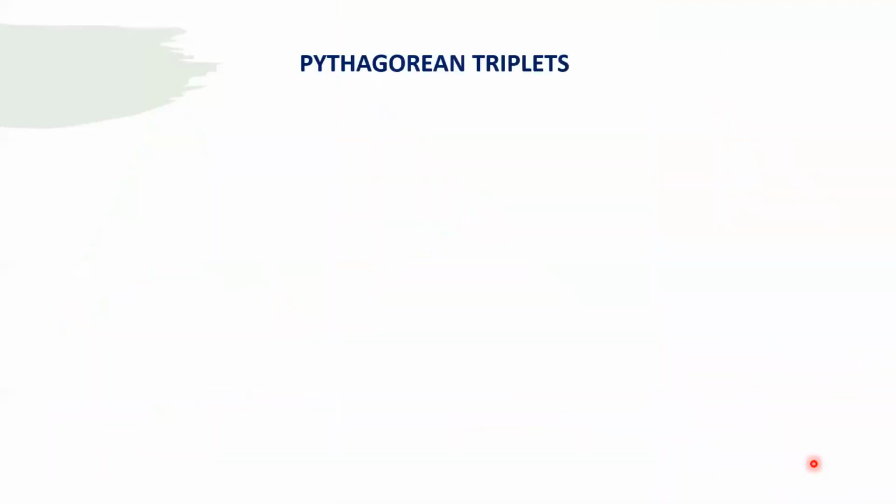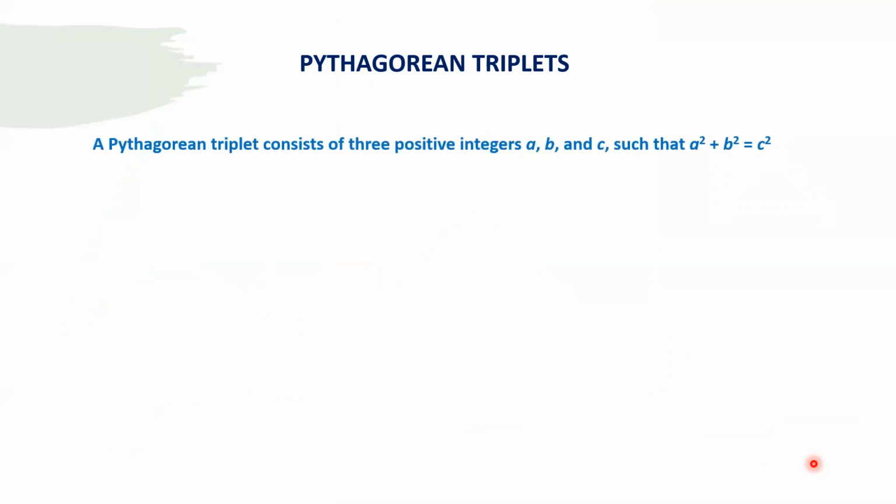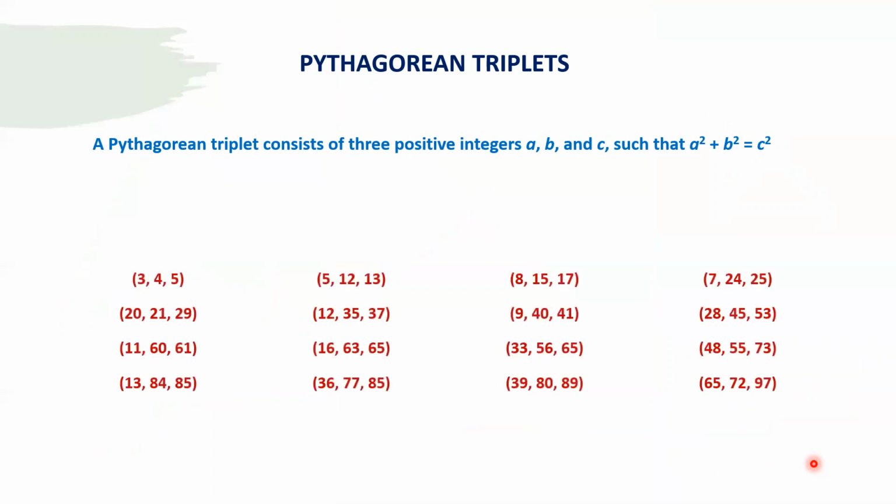Now let's look at Pythagorean triplets. What are Pythagorean triplets? A Pythagorean triplet consists of three positive numbers a, b and c such that a square plus b square is equal to c square. Some of the common Pythagorean triplets are 3 4 5, very common, 5 12 13, which means 13 square is equal to 5 square plus 12 square. 8 15 17 is also a Pythagorean triplet, meaning 17 square is equal to 8 square plus 15 square. Or if we look at 9 40 41, 41 square is equal to 9 square plus 40 square. So these are some of the common Pythagorean triplets.